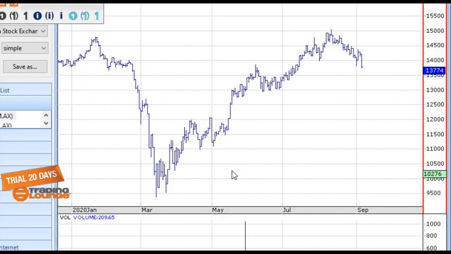For the Australians, this is the XMJ, the materials sector, and from the March COVID correction, we've got 1 and 2 and 3 and 4 and 5 here for wave 1, an A and a B and a C for wave 2, and then 1, 2, 3, 4, and then 1, 2, 3, 4. Oh no, that's wrong. 1, 2, 3, 4, 5 here for the top. So we've got wave 1, 2, 3, 4 here and 5 here. So we've got a top in place here.